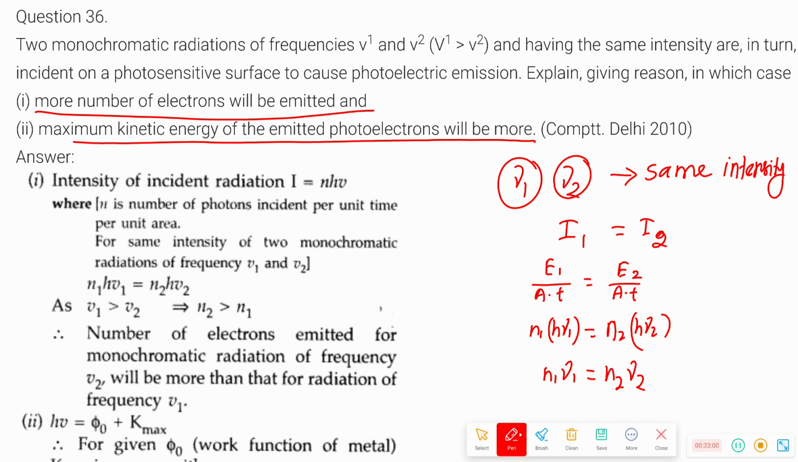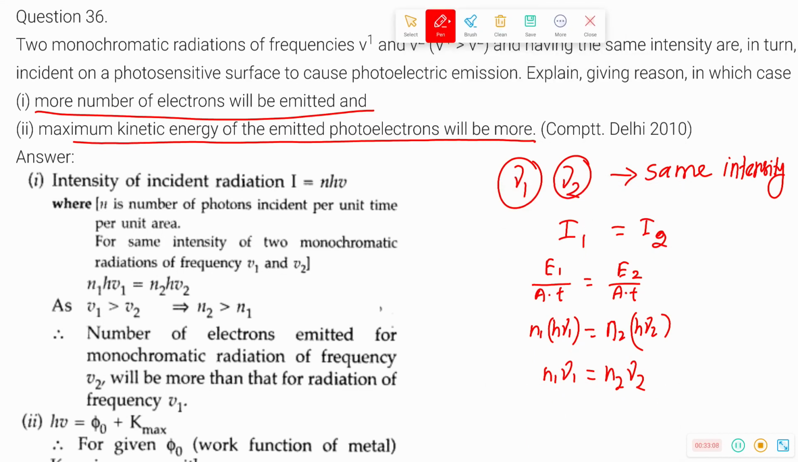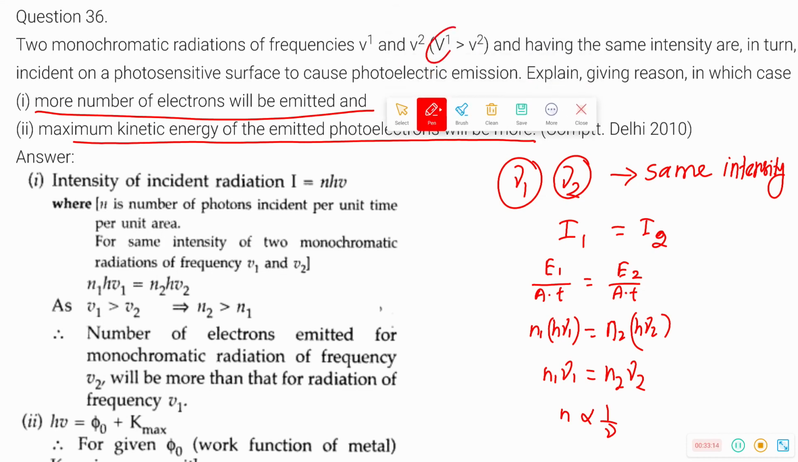If N1 nu1 equals N2 nu2, that means N is inversely proportional to what? Nu. If this condition is coming in maths or physics, what do you know? N is inversely proportional to nu. So which is having more frequency? The one having more frequency will have less number. So the number of electrons emitted for frequency nu2 will be more because its frequency is less. From here you understand N is inversely proportional to frequency.